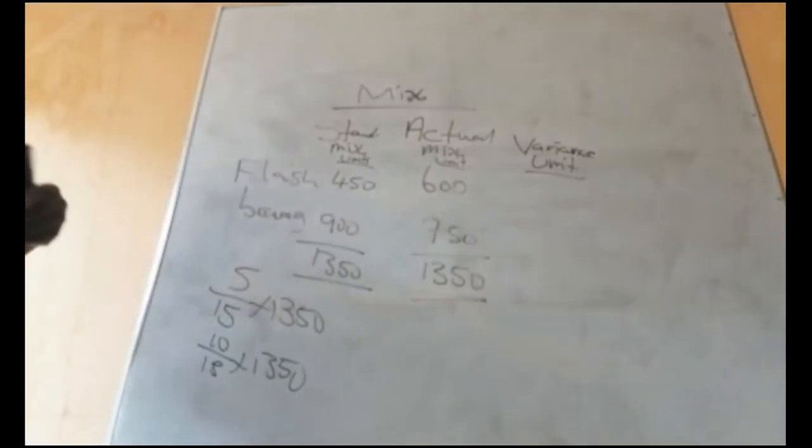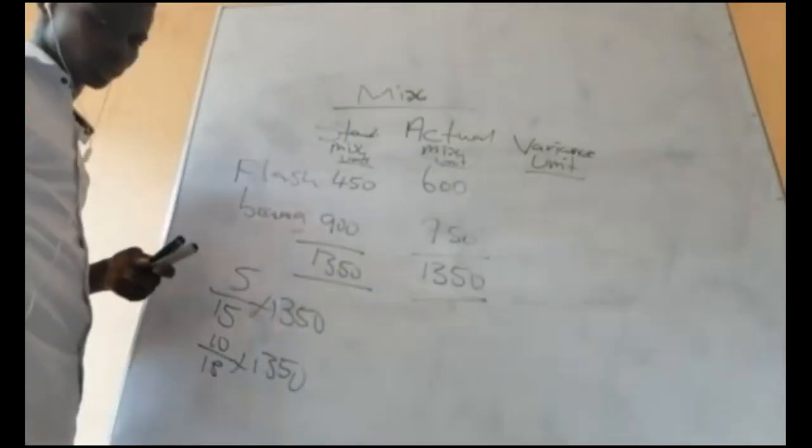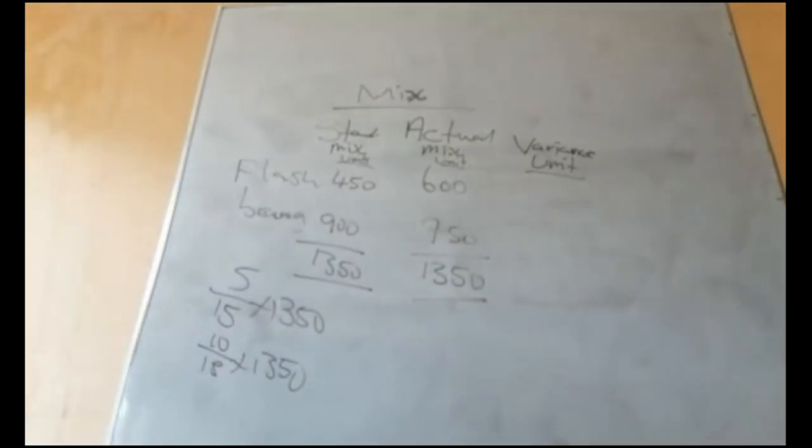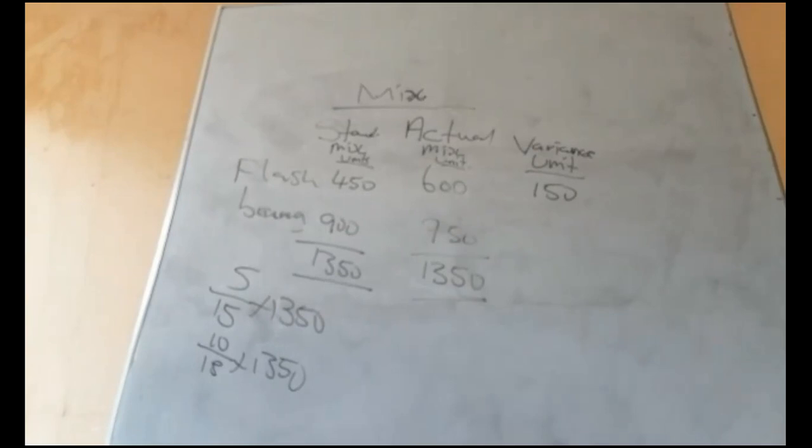So what's the variance? The variance will be 150. Good, 150. But here's 150. What about here? The same 150. Okay, that one is the same 150, right? Yes. Okay, adverse or favorable? The first one, is it adverse or favorable?